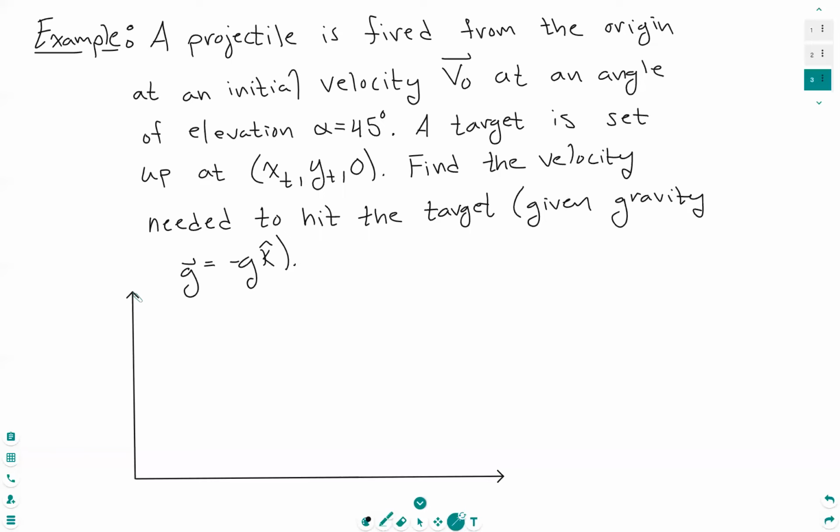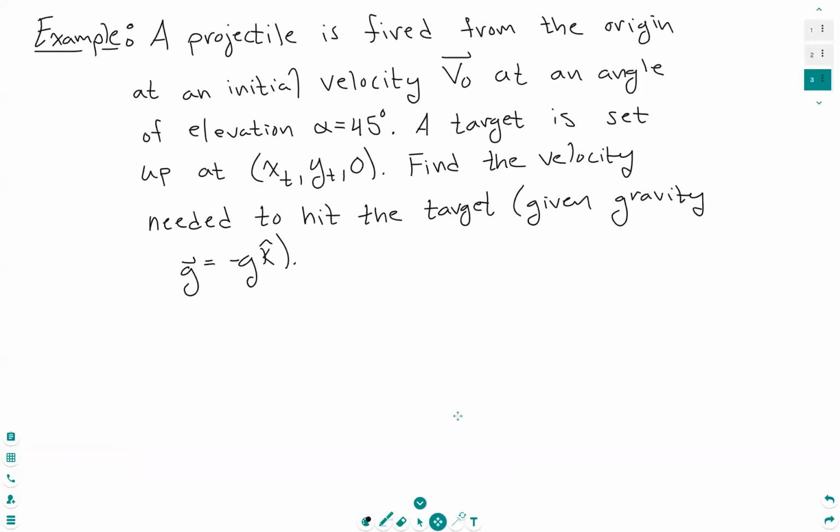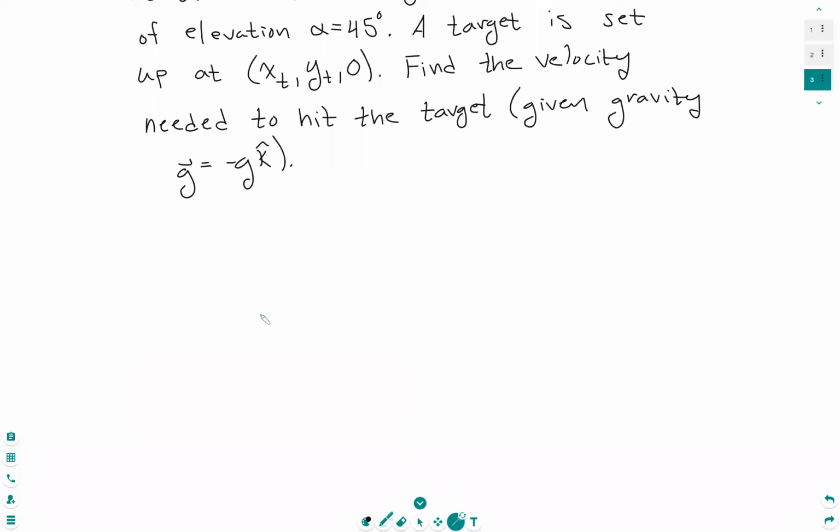Actually, we can kind of draw this in R3 first. So at the origin, we're shooting this projectile at a 45-degree angle, and there's some target that's set up. And we're trying to find the velocity that allows us to hit our target.